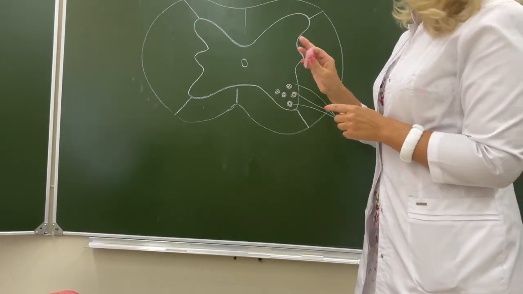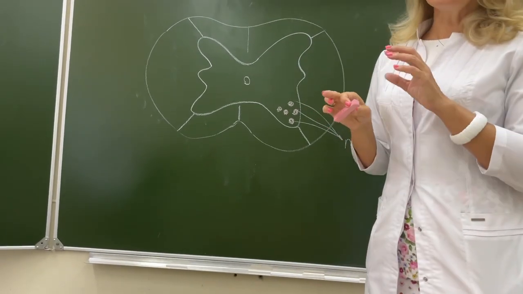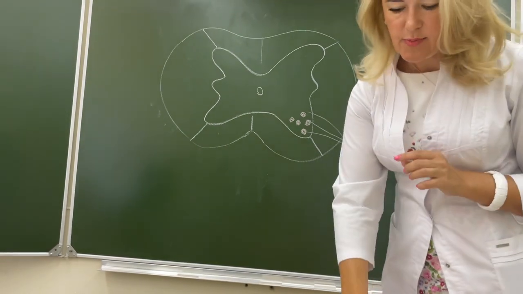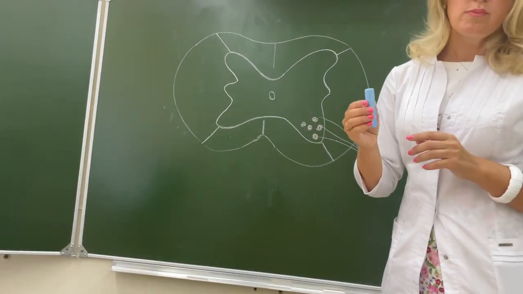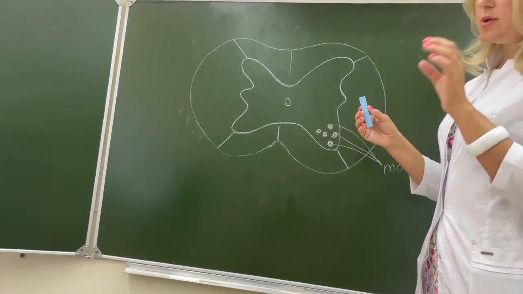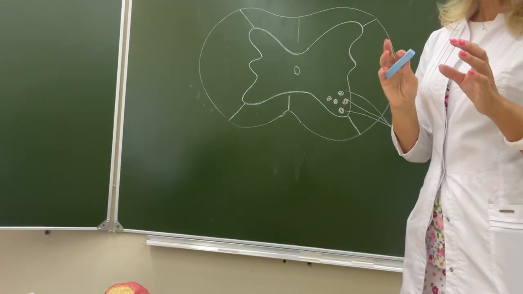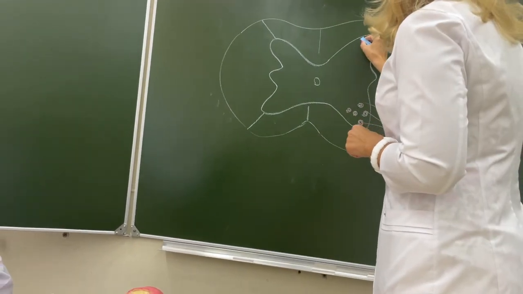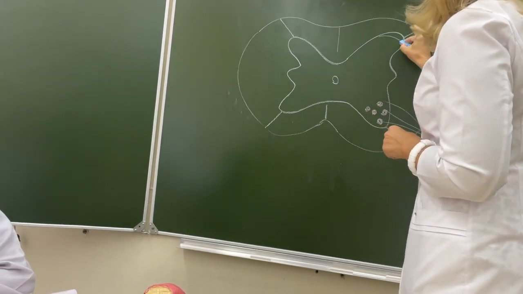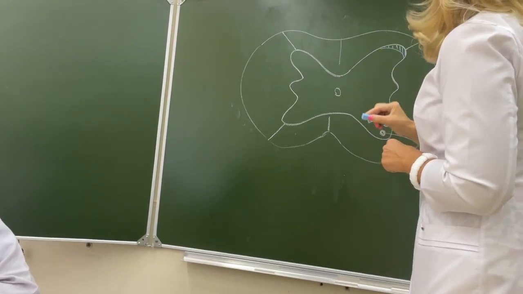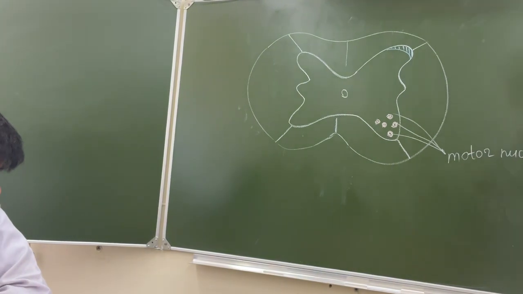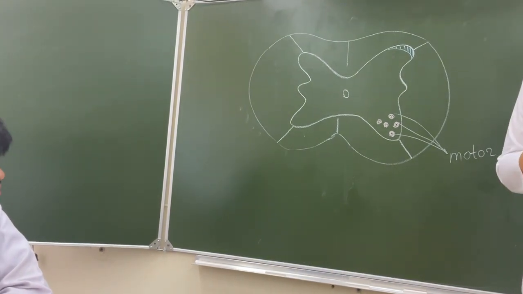Now, in the posterior horn, everything that is sensory is blue, every time blue. No problem, everybody has blue color, yes? But they have special names. The first of them is located near the border of this posterior horn, and it's called the gelatinous substance.